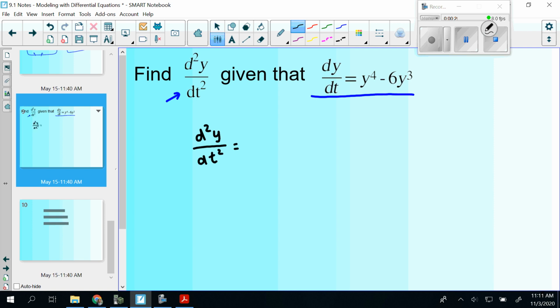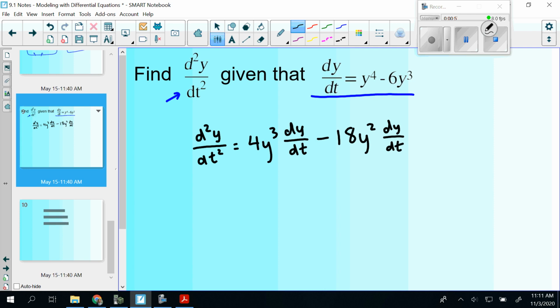Derivative of the right side, so derivative of y to the fourth would be just using our power rule here, 4y cubed. But it's a y, so you got to think just like we did with implicit differentiation. You got to include dy dt here. Derivative of the second one is, again, just using our power rule, so minus 18y squared. But again, this is a y one, so you got to include dy dt.